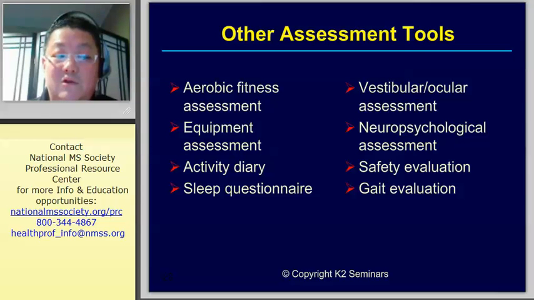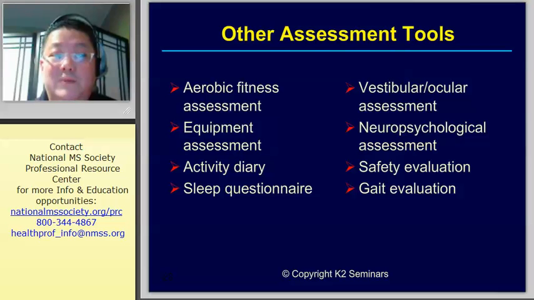Don't forget, you have to address aerobic fitness, as all the assessment tools are associated with it. How do you deal with that? The equipment necessary, equipment assessment, and an activity diary to give you an idea of whether or not they're on track or off, or whether or not they're overexpending their energy.